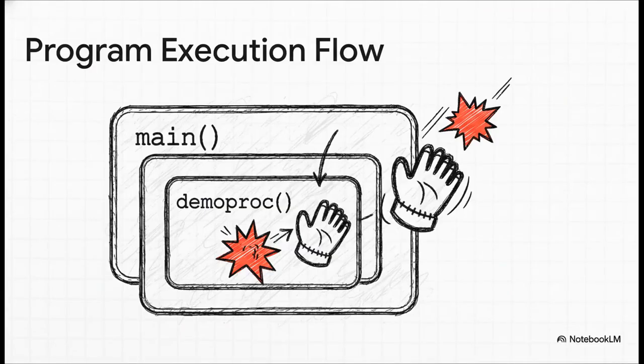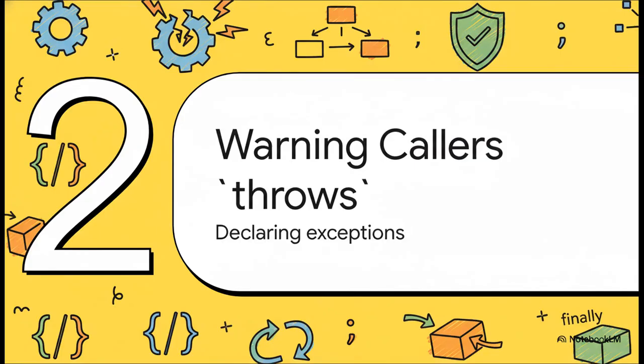And this flowchart shows you the whole journey of that exception. It gets created in demoproc, it's caught right away, but its trip isn't over. It gets thrown again, traveling up the chain of command until the catch block back in the main method finally catches it a second time. This is awesome because it shows you can handle an error locally and still pass it on for more general handling.